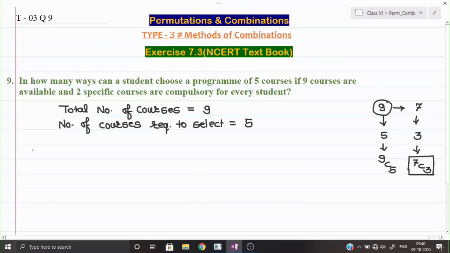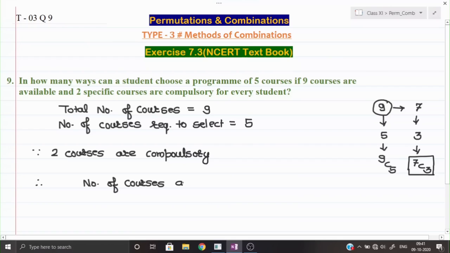Now we shall write down, since 2 courses are compulsory, therefore number of courses available to select. Now how many courses are available that we can select actually, that is 7.